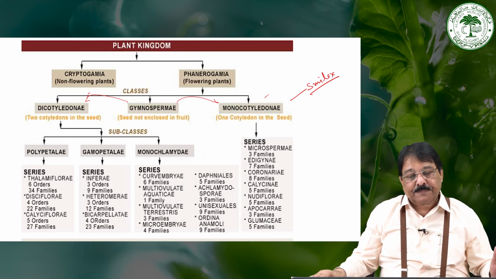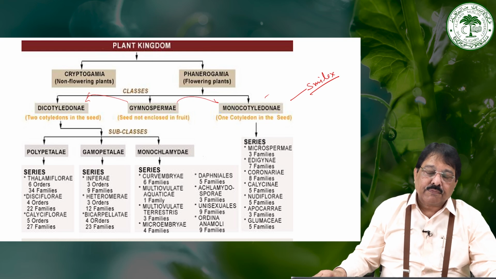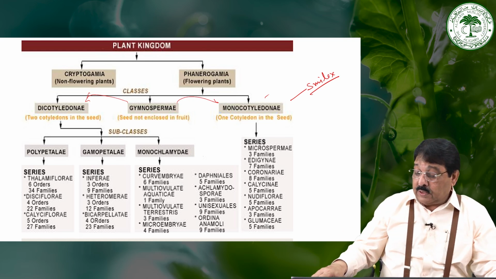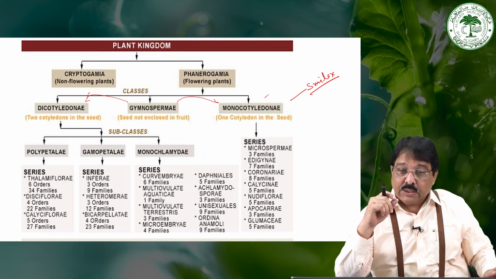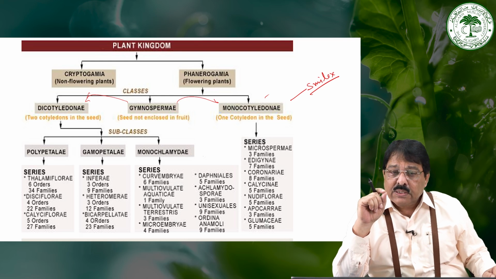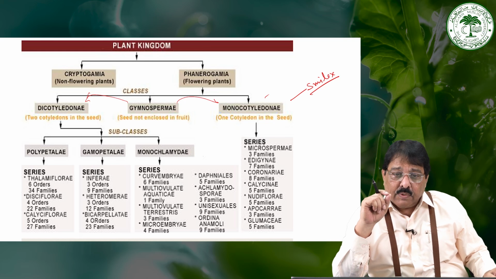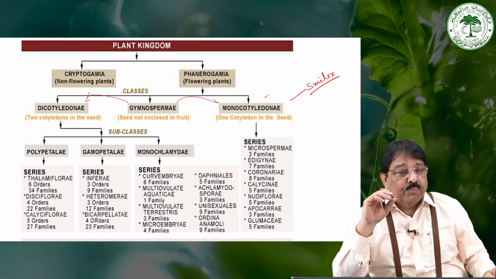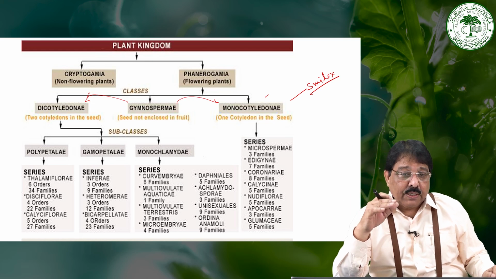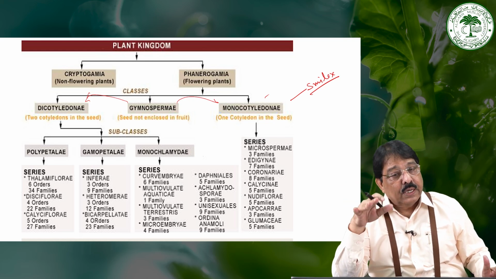Suppose in case of the mango or in case of the citrus plants, you can see the cushion-like structure present at the top of the mango. That is the disc-shaped thalamus. So we can identify the position of thalamus in relation to ovary. On that basis, we can identify the thalamiflorae, disciflorae, and calyciflorae.